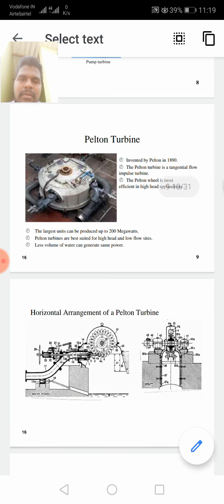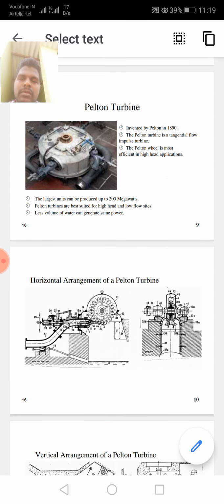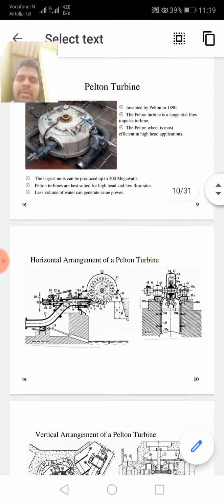Next one, Pelton turbine. This was invented by Pelton in 1890. The Pelton turbine is a tangential flow impulse turbine. The Pelton wheel is most efficient in high head applications. The largest unit can produce up to 200 megawatts. Pelton turbines are best suited for high head and low flow. Less volume of water can generate the same power. So we can generate more power using less water in a Pelton turbine.